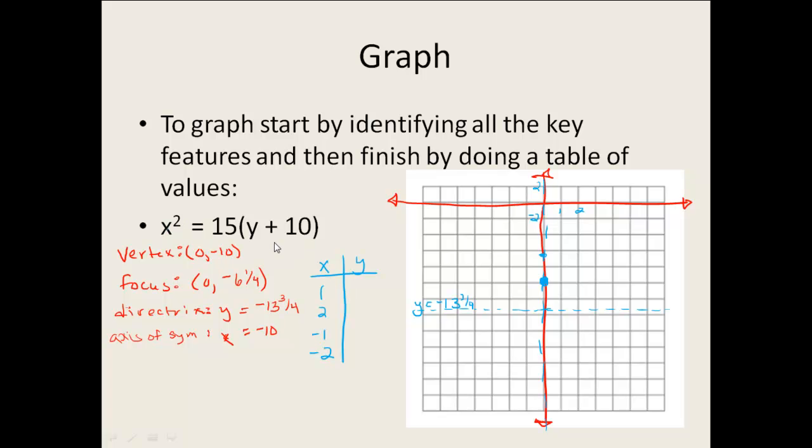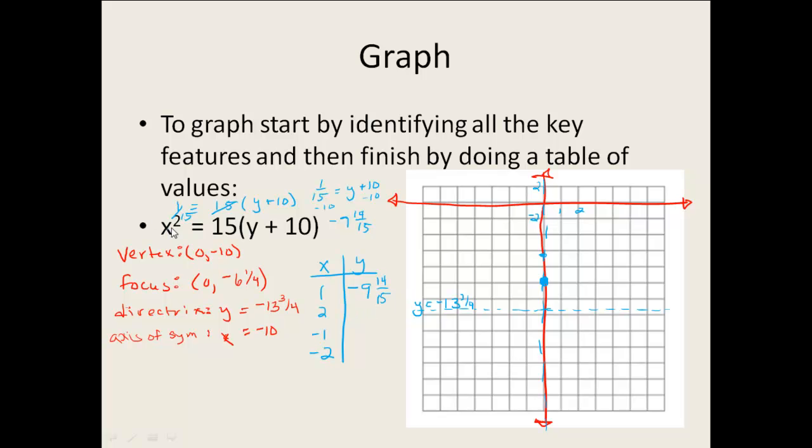Now when you do this, you're going to have to do a little more algebra than normal because our x value is isolated, but it's still going to turn out alright. So when I plug the 1 in here, 1 squared is still just 1, and that's going to be equal to 15 times y plus 10. Now the next thing I have to get rid of is this 15. So I have to divide both sides by 15. So I have 1 over 15 is equal to y plus 10, and then I have to subtract 10 from both sides. Well, 1/15 minus 10 is negative 9 and 14/15. So that's going to be my y coordinate that matches up with my x.